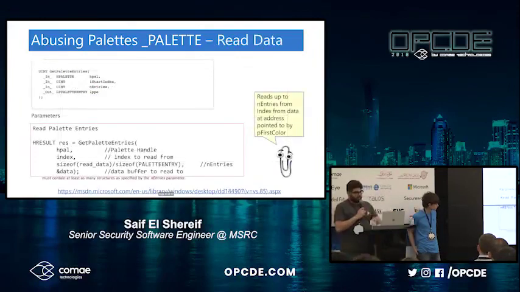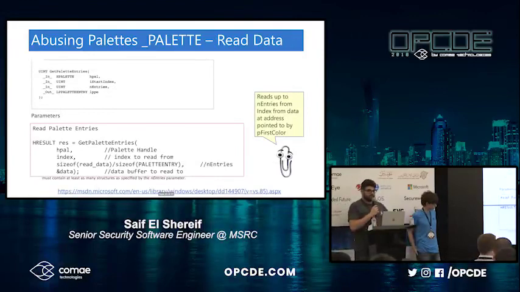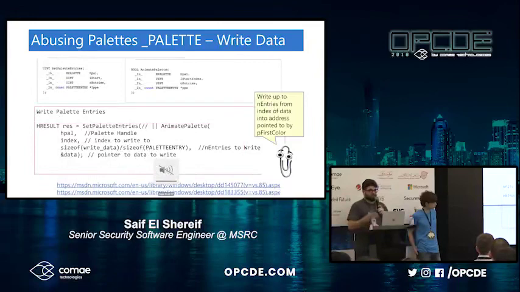You can read data using get palette entries, which will read up to n entries from an index from the data pointed to by P first color, which allows us very precise reading and writing of kernel memory. And we also have write data. We have two functions that allow us to write data to memory using palettes, which are set palette entries and animate palette. Both will do the same thing.